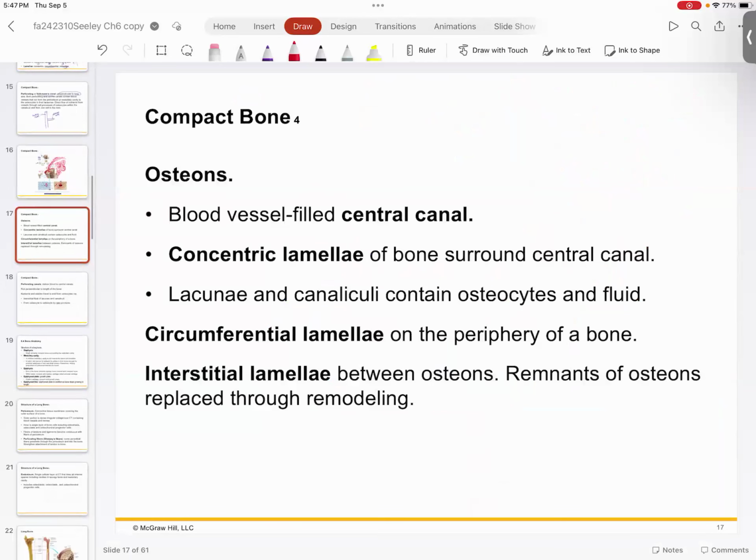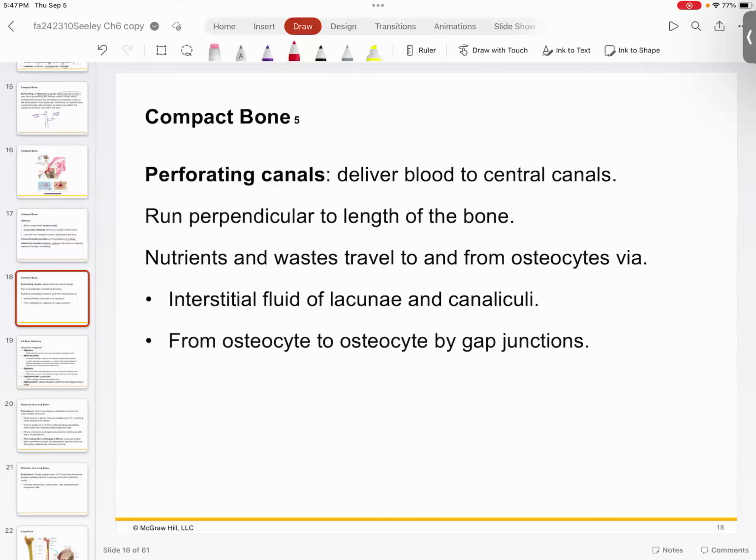So basically, osteons are the fundamental unit of compact bone. You have a blood vessel in the middle of each osteon. That's the central canal, around which you put your rings of lamella. That's your concentric lamella. And then, of course, you carve out your lacunae and your canaliculi so the osteocytes can get nutrients and things like that from the blood. And then around the periphery of the bone, just underneath the periosteum, is a circumferential lamellae. And then the interstitial lamellae is basically going to be filling in all those gaps in between the osteons. And so that's basically your compact bone.